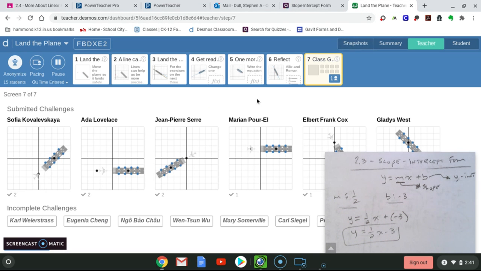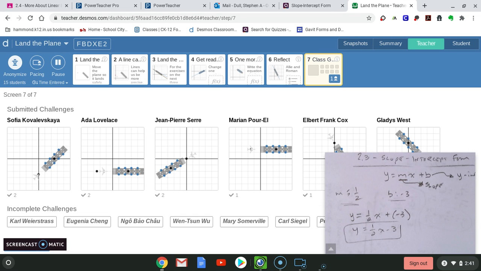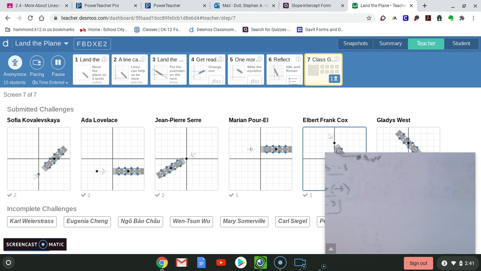Well, one of the things that we did is we went on over to Desmos and we played the Land the Plane activity, where we were writing equations to represent a line that was the flight path of an airplane coming into land on a runway. And we're trying to put it right down the center of the runway, which was represented with a dotted line. And so in order to do this, we're going to write an equation in slope-intercept form.